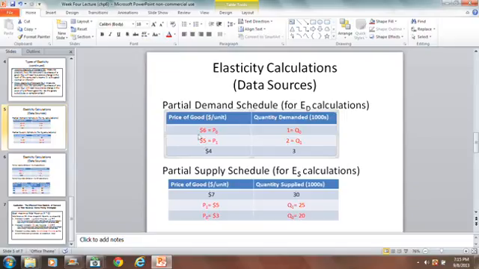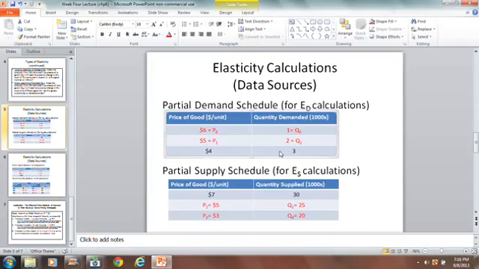So notice when the price goes down, the quantity goes up. So the data is consistent with the law of demand. Price goes down, the quantity demanded increases. Now the numbers that I've indicated in red, the $6 price, the $5 price, the 1,000 units, and the 2,000 units, those are going to be the numbers I'm going to plug into my elasticity of demand formula to see what type of elasticity I can discover.